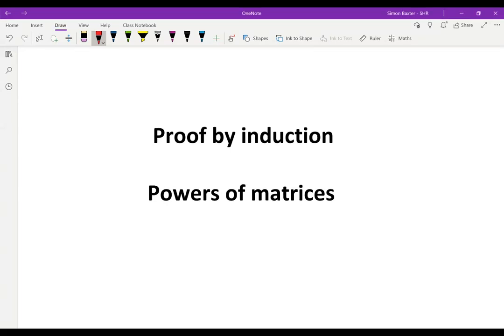The last thing we have to do with proof by induction is to do with powers of matrices and formula for the nth power of a particular matrix. It's probably the easiest of all the different things that we have had to do in the induction chapter.